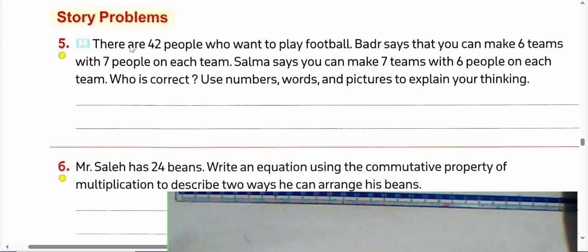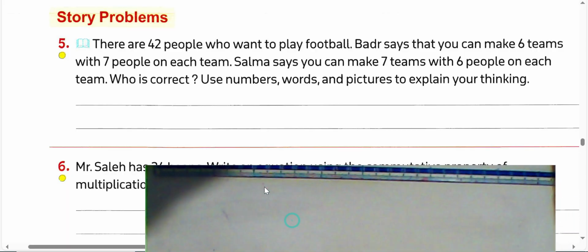A story problem. There are 42 people who want to play football. Badri says that you can make 6 teams with 7 people on each team. Salma says you can make 7 teams with 6 people on each team. Who is correct? Use numbers, words, and a chart and explain.